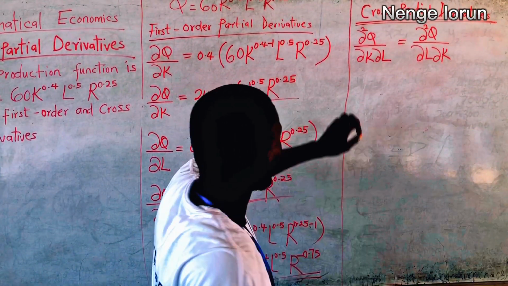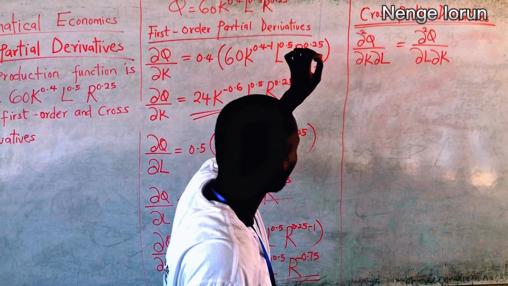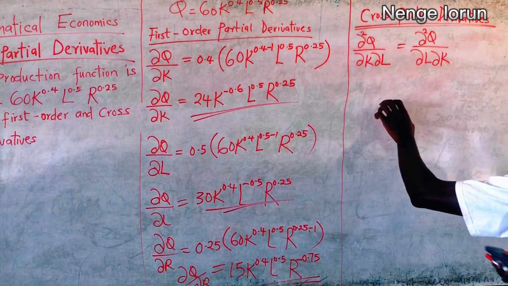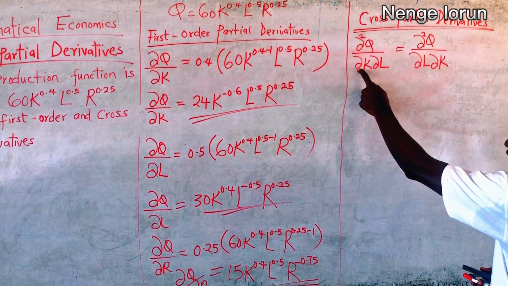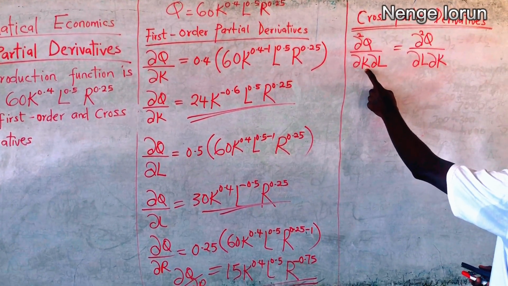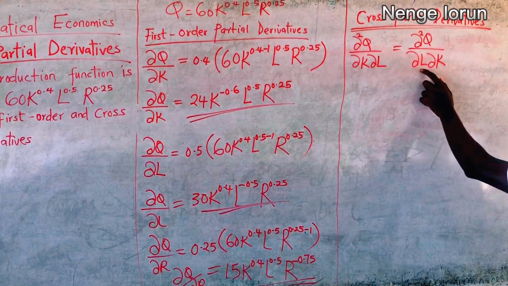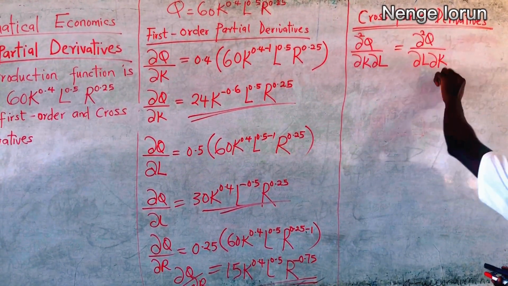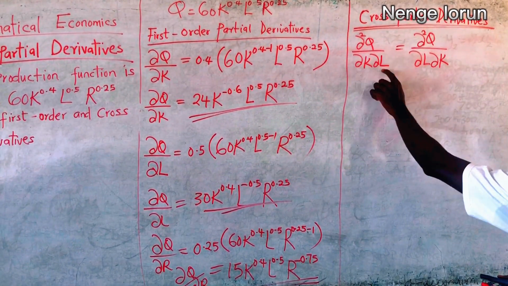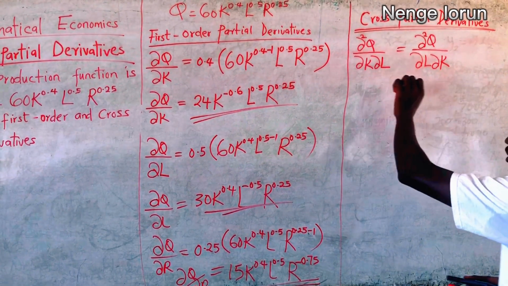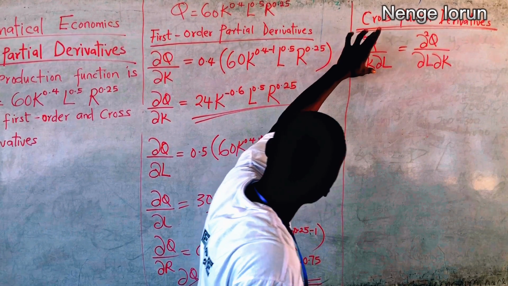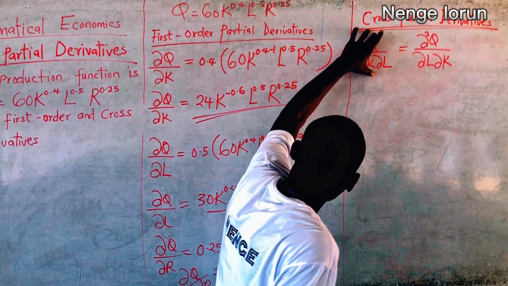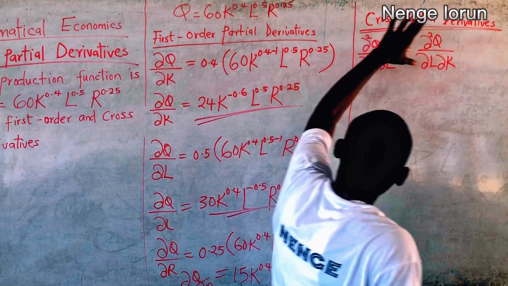Now this is a format of a cross partial derivative. It is cross because if you look at it here very well, you discover that you have a cross partial derivative with respect to K, with respect to L. Coming to this side, you have with respect to L before K. Here is K, L, K. So it is believed that when you compute the cross partial derivative of this one, you should get the same figure or the same value as this one.